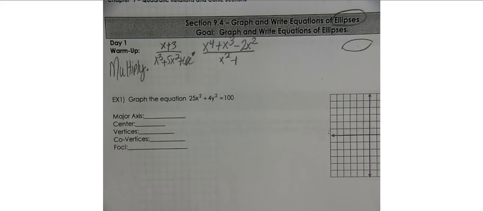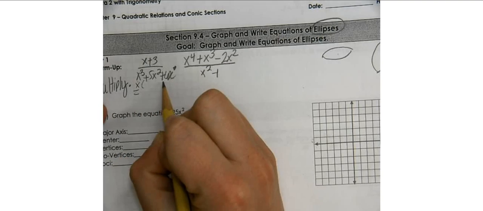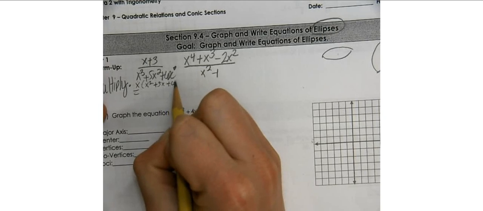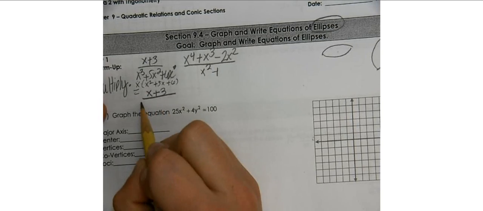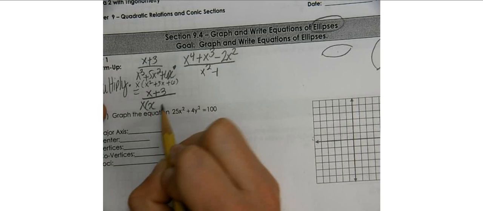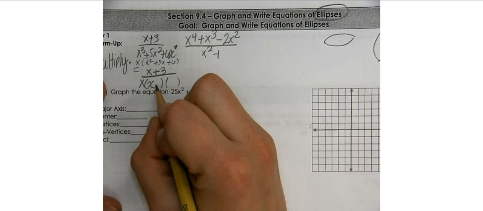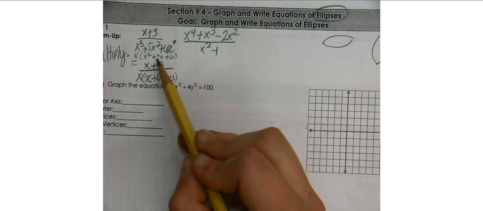All right, so hopefully you were able to factor the denominator, and you were able to see that the denominator has in common an x, and you're left with x squared plus 5x plus 6. So I'm going to leave my numerator of x plus 3, and divide it by x times, and I'm going to split up this quadratic into two parentheses, an x plus 2 and an x plus 3, because 2 times 3 equals 6, and 2 plus 3 equals 5.